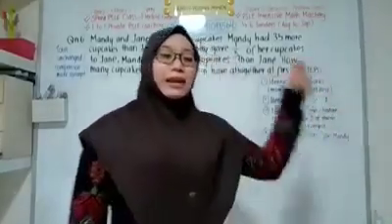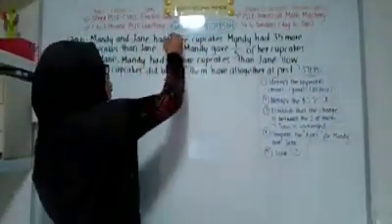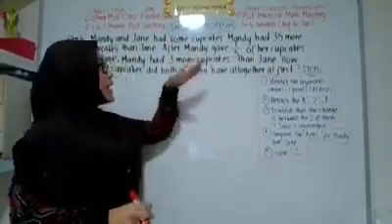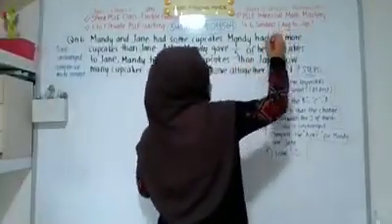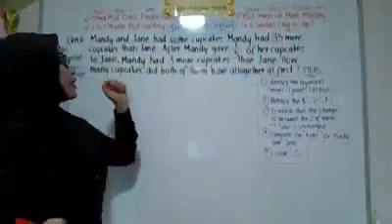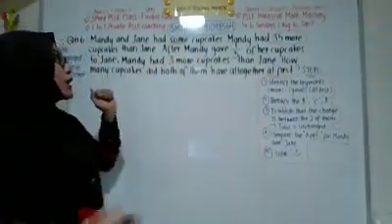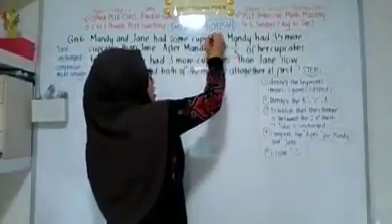Let's move on and identify the other keywords. Mandy and Jane had some cupcakes. So we do not know how many cupcakes they have. They have some at first. But I know that Mandy had 35 more than Jane. After Mandy gave 1/5 of her cupcakes, there's a "gave". So this "gave" is my change keyword.